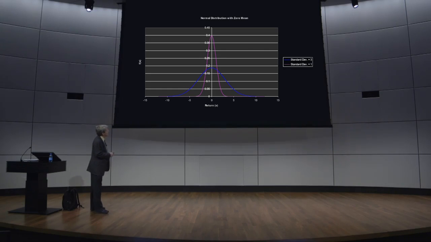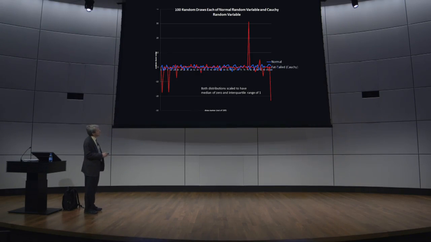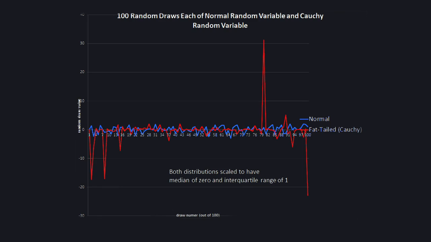But in fact, there are other distributions that are more characteristic of financial returns. So there's another kind of distribution called the Cauchy distribution, named after a famous mathematician. And what I'm showing here is 100 draws from the normal distribution in blue, and 100 draws from the Cauchy distribution in red.